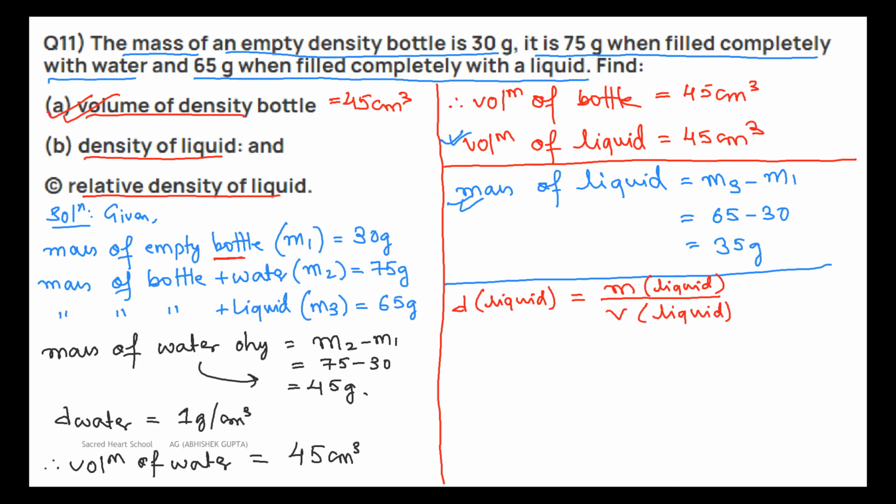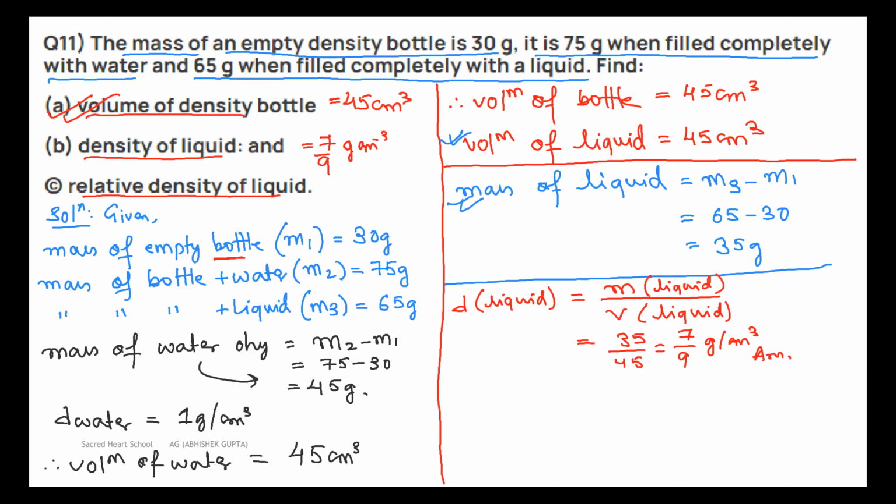Therefore, which will be equal to, mass of liquid we just calculated came out to 35, divided by the volume of liquid, 45, which will turn out to be 7 by 9. If I divide this by 5, 7 5s are 35, 9 5s are 45. So 7 by 9 gram per centimeter cube. Answer. This comes out to be 7 by 9 gram per centimeter cube.